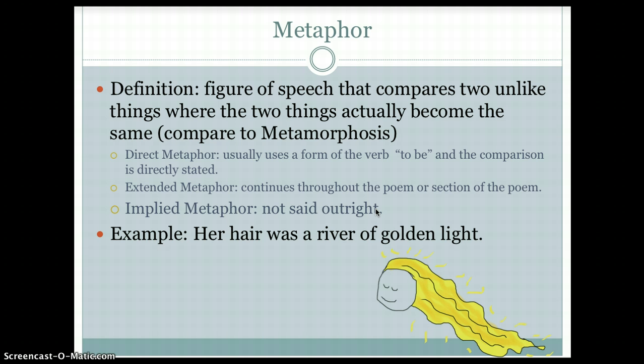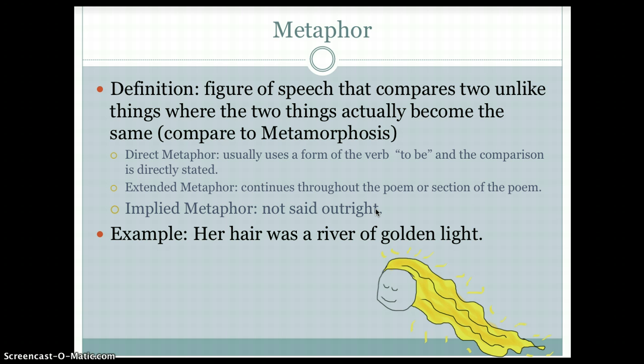In the example, her hair was a river of golden light. Her hair actually becomes the river. It's not like the river. It's not similar to the river. If you think of that as a simile being similar, it's not similar to a river. Her hair is actually a river of light. In the poem where they use a metaphor, it becomes that other thing.